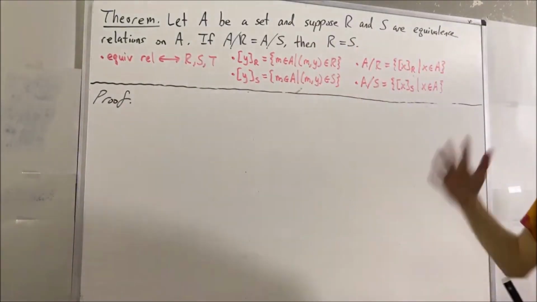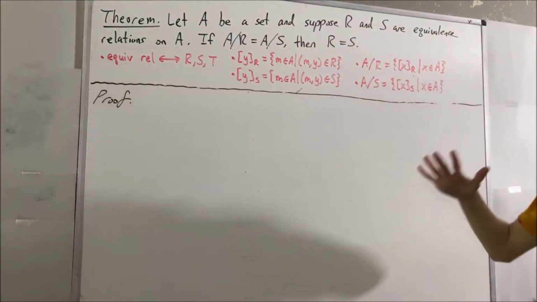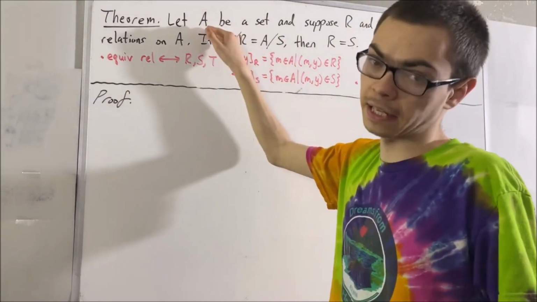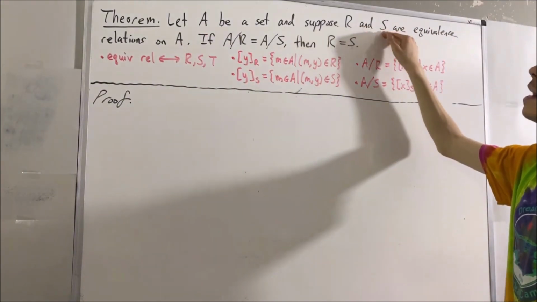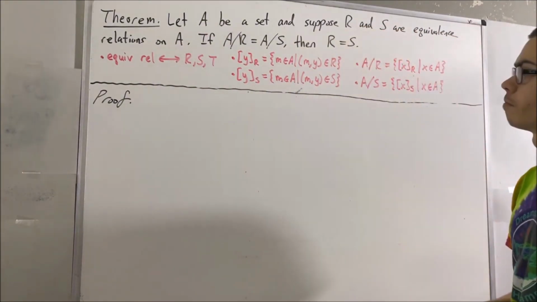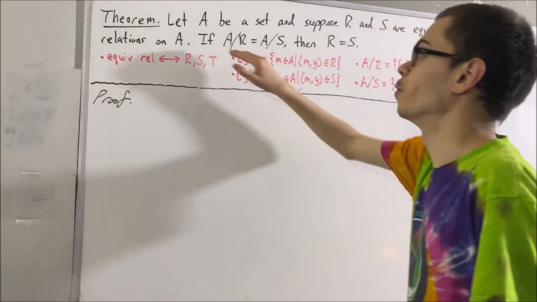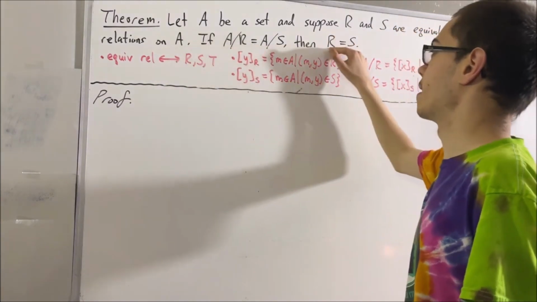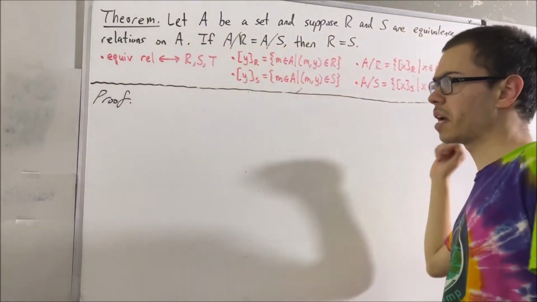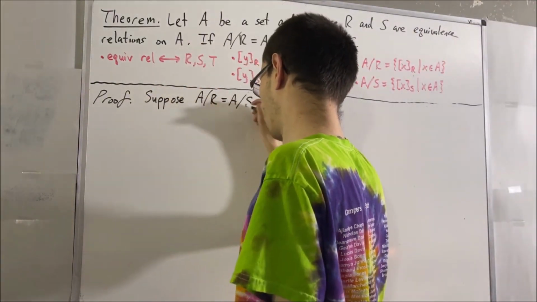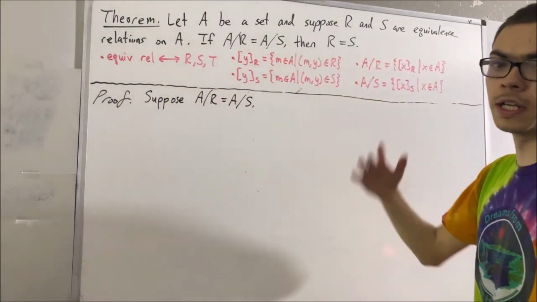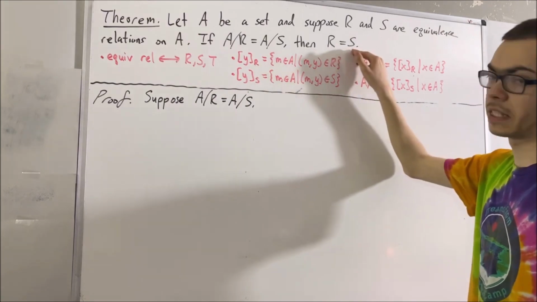Okay, so now let's get into the proof. Let's suppose that we've already declared a set A, and let's suppose we already have two equivalence relations R and S already declared. Our goal now is to prove if this is true, then this is true. And to do that, suppose this is true. Our goal from here is to deduce that R is equal to S.